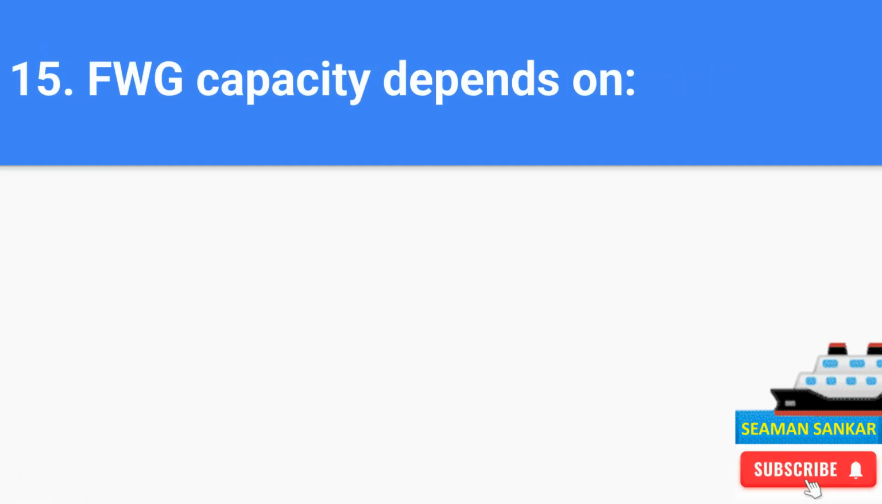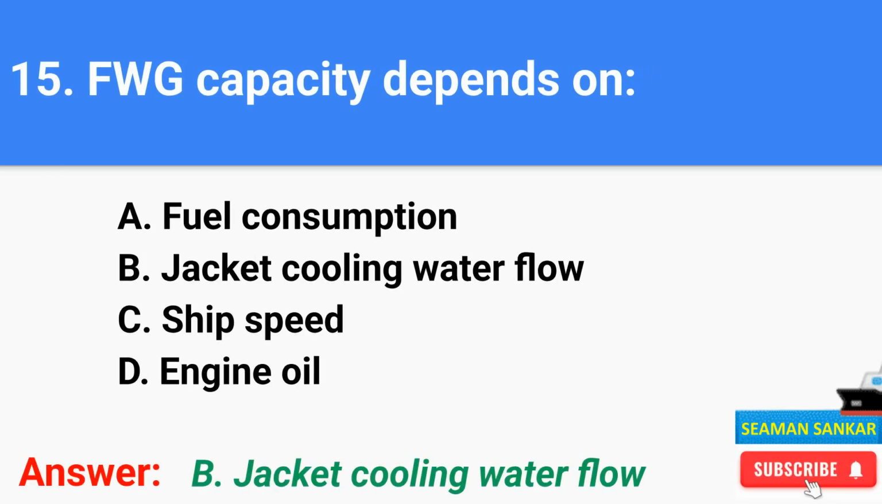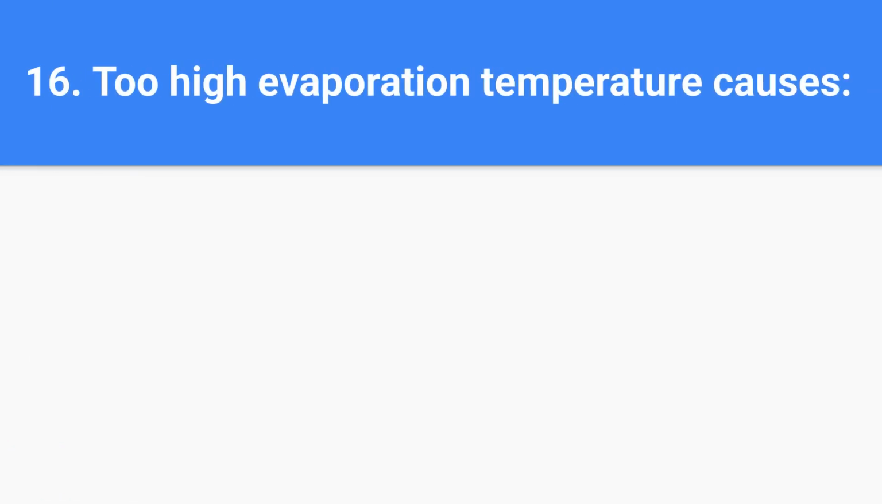Question 15. FWG capacity depends on A. Fuel consumption, B. Jacket cooling water flow, C. Ship speed, D. Engine oil. The correct answer is B. Jacket cooling water flow. The freshwater generator uses heat from the main engine's jacket cooling water, so its flow rate significantly impacts FWG capacity.